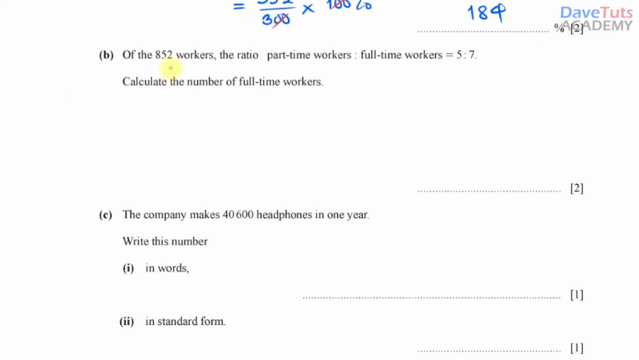Okay, so of the 852 workers, we are looking at this question B. The ratio of part-time workers to full-time workers is 5:7. We have to find the number of full-time workers.